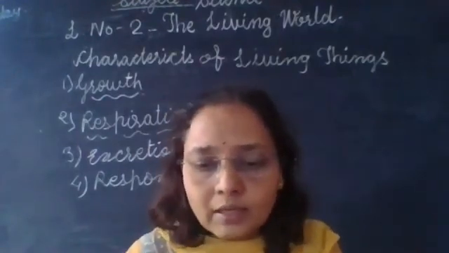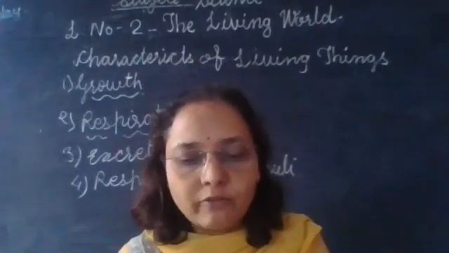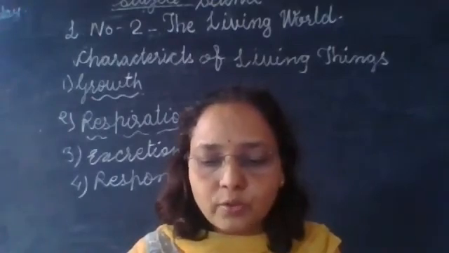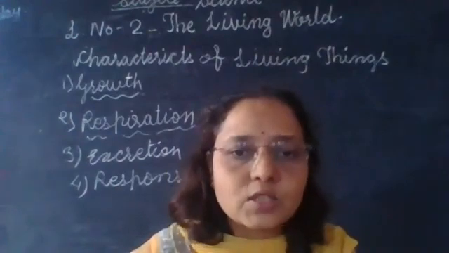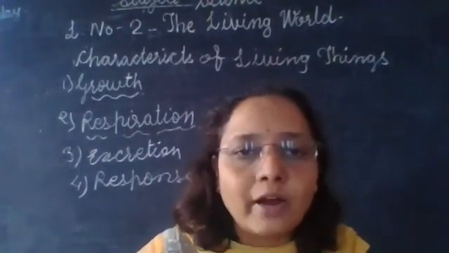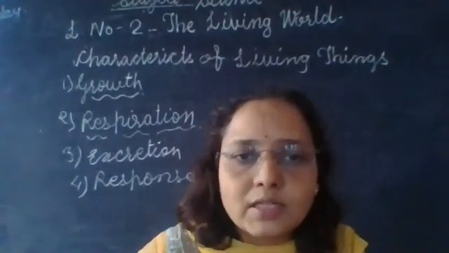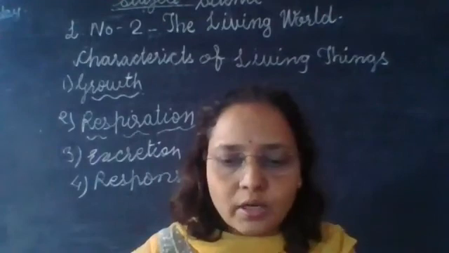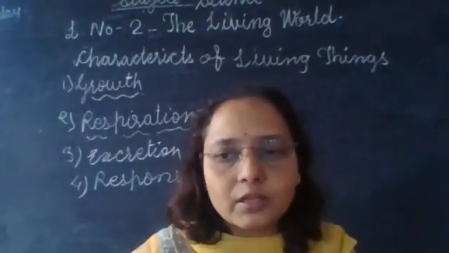Other characteristic features, such as reproduction, a definite lifespan, cellular structure, and useful and harmful living things, we will learn in our next period. Okay, children, your homework is to find various examples of growth, respiration, excretion, and response to stimuli. Collect a few more pieces of information about the characteristic features of living things.